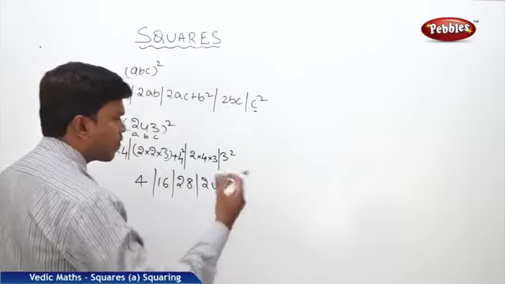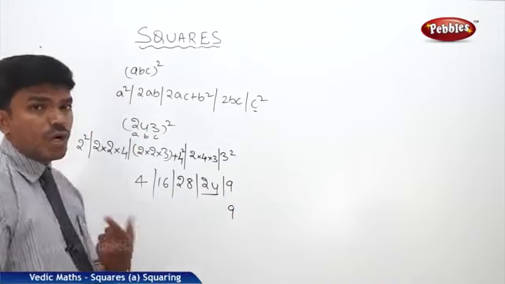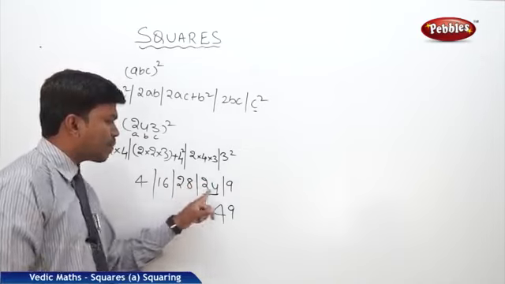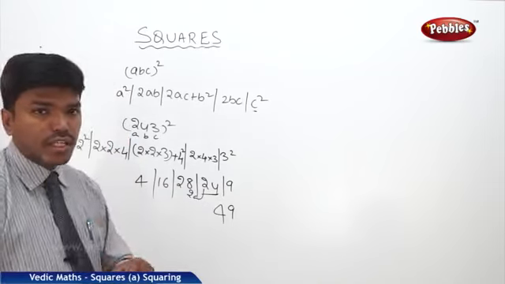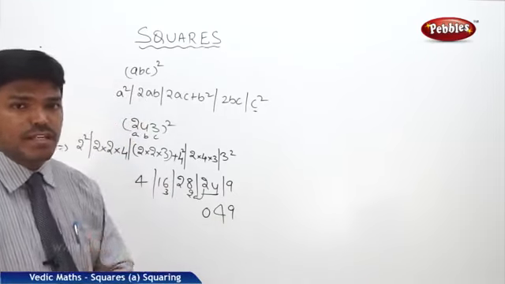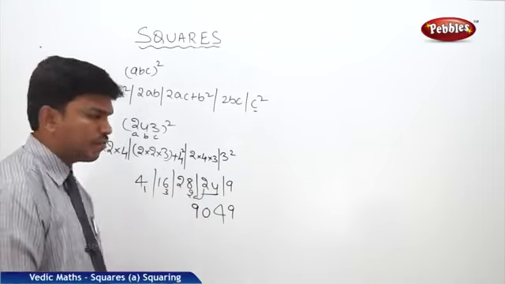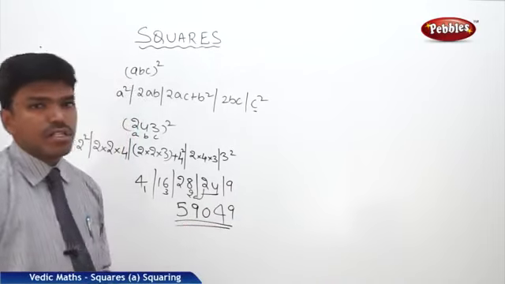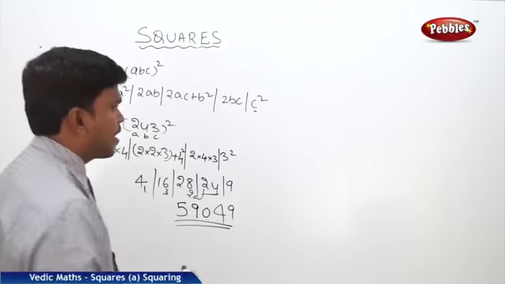How will you balance the answer? Start from the right side. So drop 9. Here only one digit. Next come to the 24. In 24 what I need to drop? Exactly ones place digit 4 and carrying 2 to the next number. 28 plus 2, 30. In 30 what I need to drop? 0 and carry 3 to the next number. 16 plus 3, 19. In 19 what I need to drop? 9 and carry 1. So what is 4 plus 1? 5. So what is the answer I got? 234 square is 59049.